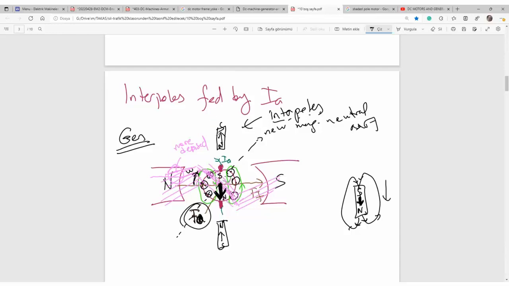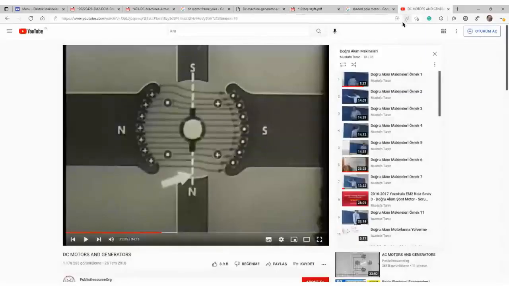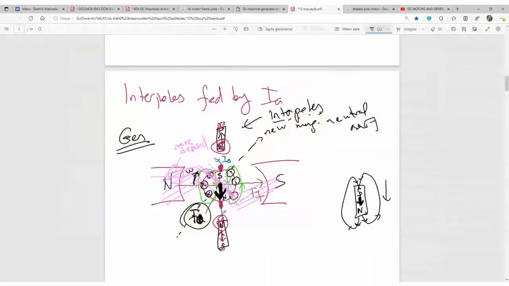Just reversed. New. And S. Here's S pole. Here's N pole. You see N and S. Let's take care in the figure. N and S. N, S. Take care. N, S. That is just reverting the reason.